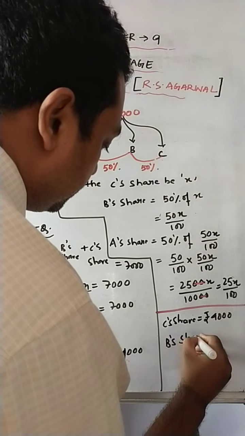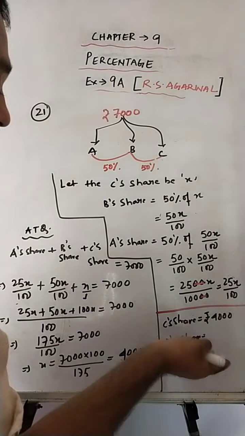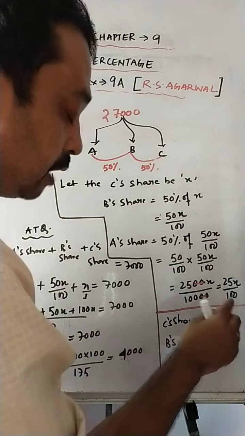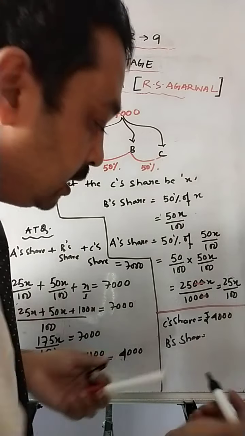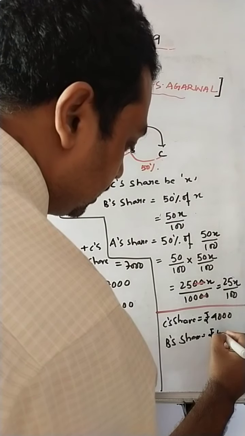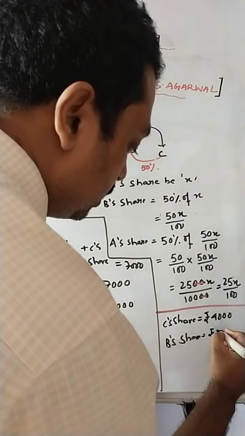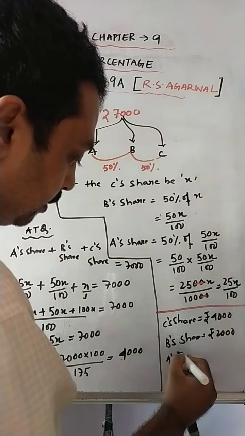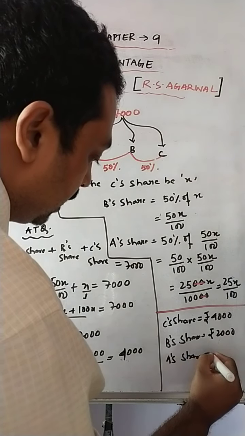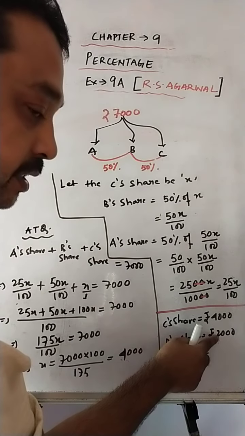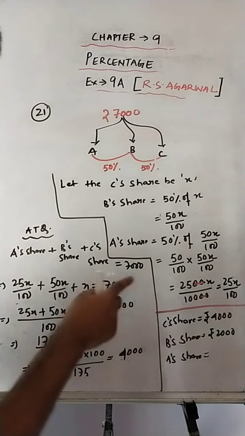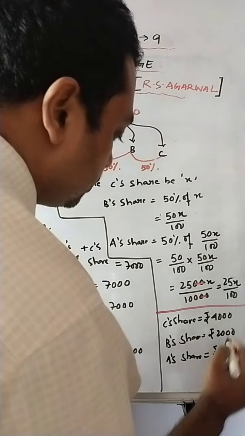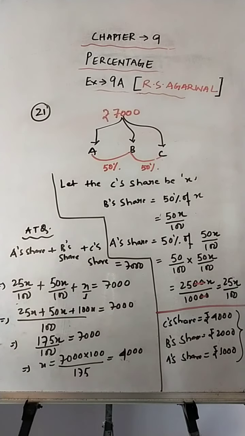B's share is what? 50% of what C has got. C has got 4,000, and what is 50% of 4,000? Obviously it is 2,000. Half of 4,000 is 2,000. And the remaining amount will be given to A. So A's share would be what? 4 plus 2 is 6. Now 7,000 minus 6,000 is 1,000. So A's share would be 1,000. So this is your required answer, students.